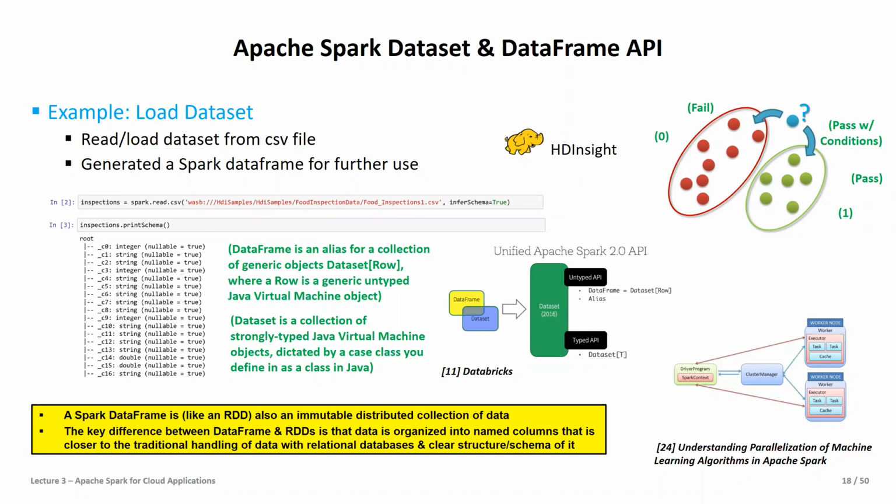And this is really something we used already when we read the comma separated values from the food inspections, right? It created a Spark data frame, which is very optimized and inherently also supported by the RDD structure of Apache Spark.